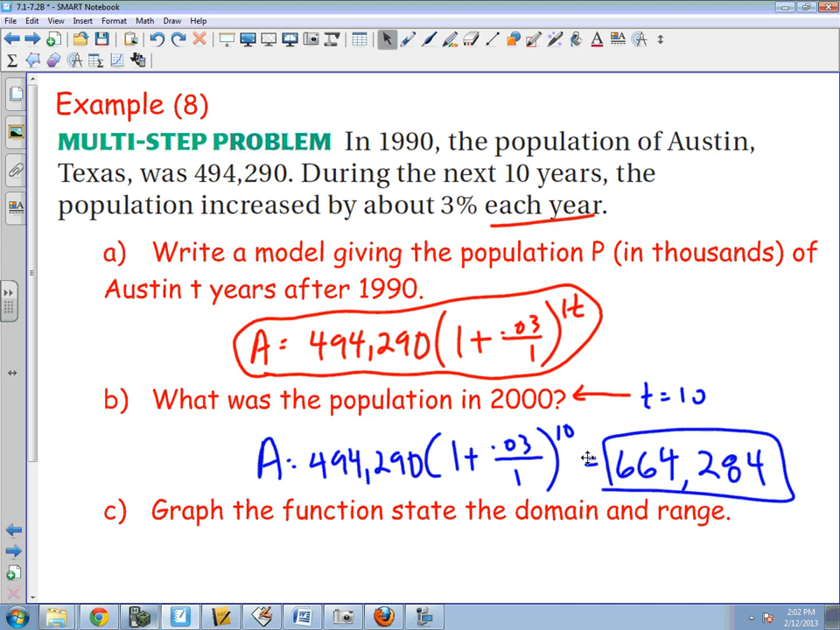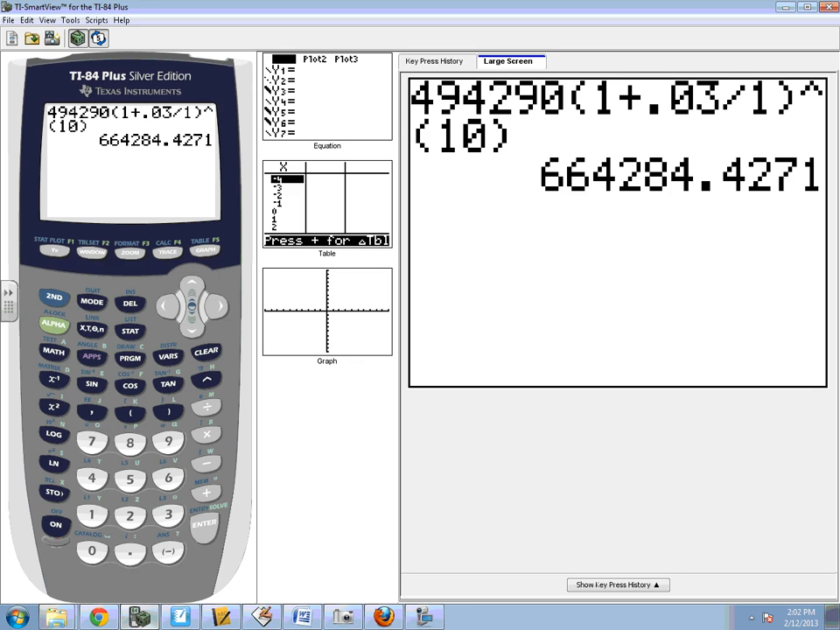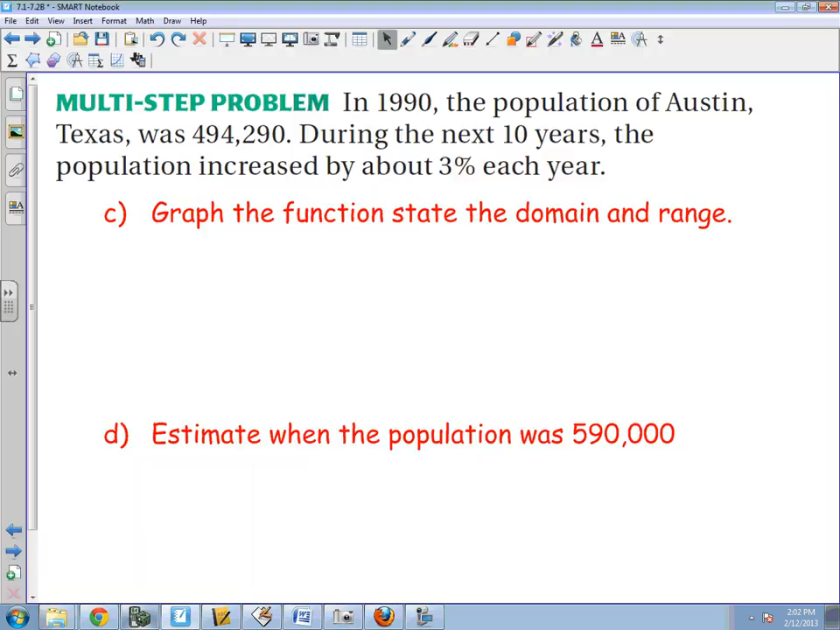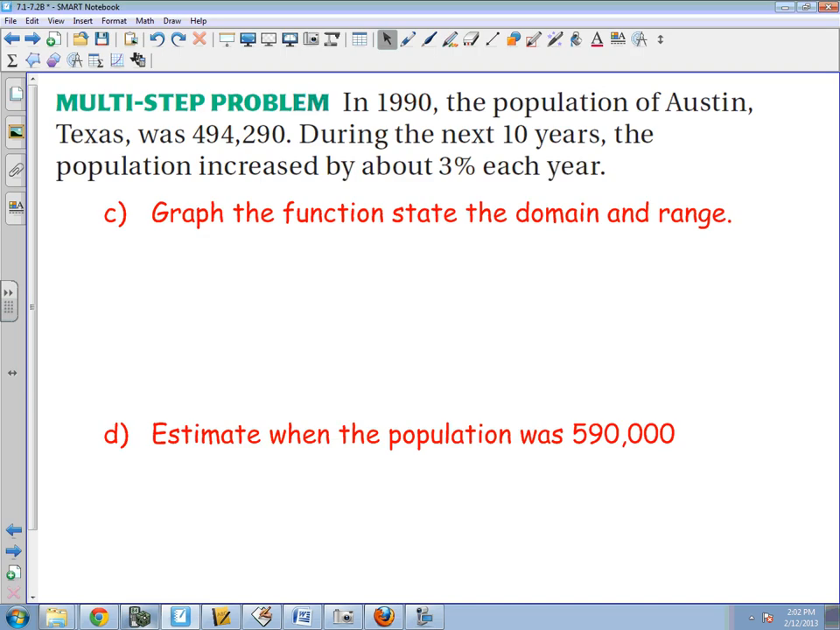So the next thing says graph the function, state the domain and range. So I'm going to flip the page for this. I could graph this function, but if I graphed it in my calculator, it's going to be kind of hard to look at. So I'm not going to worry about what it looks like, but I am going to put my model into my calculator.